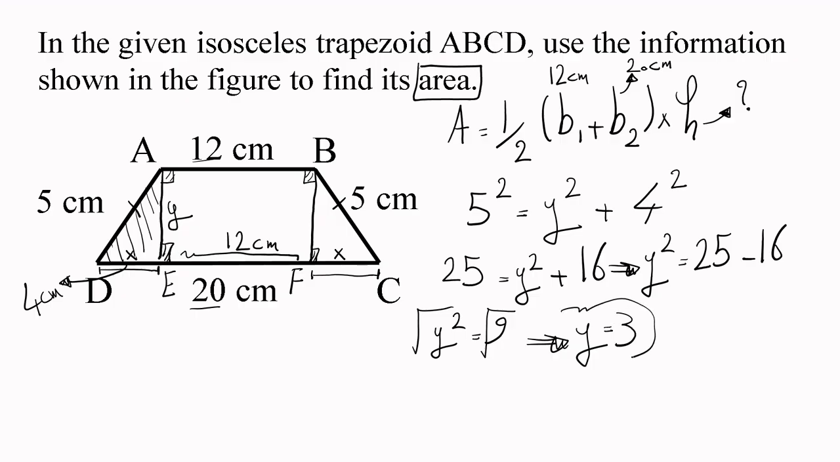Am I done with this example? No. Does the question want the height of this isosceles trapezoid? No, it does not want the height. As you can see, it wants area. So I'm gonna return to the main formula that I wrote here.